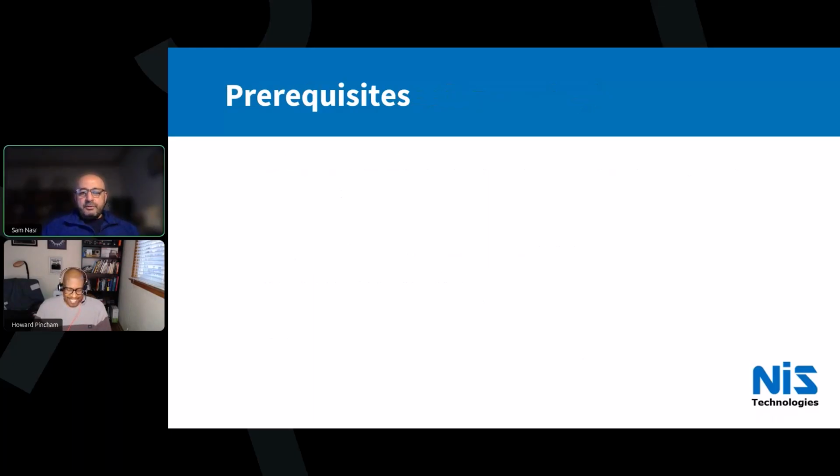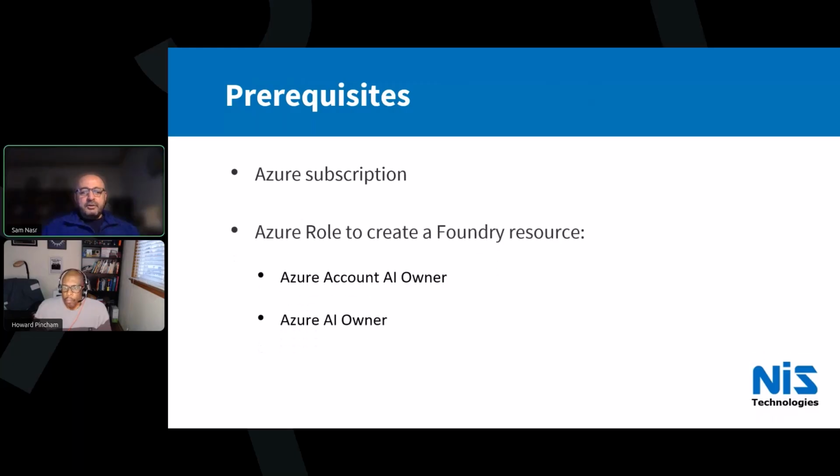So some prerequisites. In order to get started with Microsoft Foundry, first and foremost, you need an Azure subscription. Once you have that Azure subscription, then you can connect to the Microsoft Foundry utilizing that subscription and be able to do your work there. In addition, you'll need one of these two Azure roles that will allow you to create a resource in Foundry, such as the Azure Account AI Owner or Azure AI Owner.